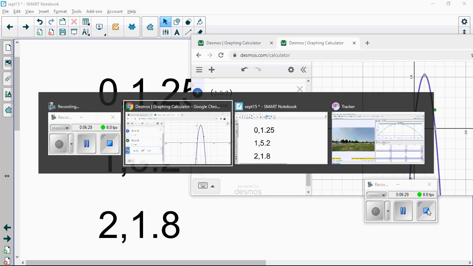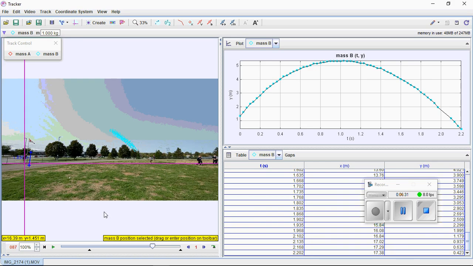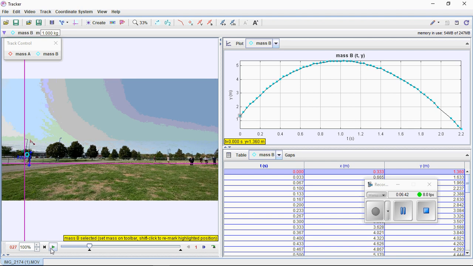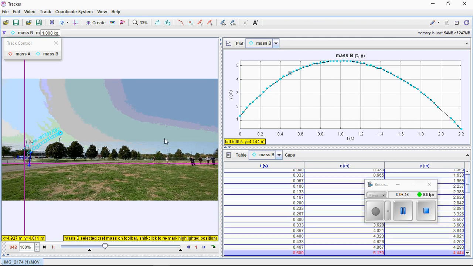So to recap, we're using Tracker. And Tracker is a free program that does video analysis. So you can take a video of an object moving, follow the location of the object that's moving, and it'll produce a very nice graph for you. You can see it stepping its way through here as the ball flies.